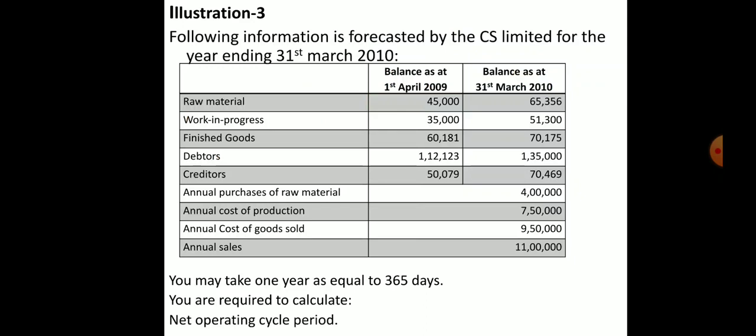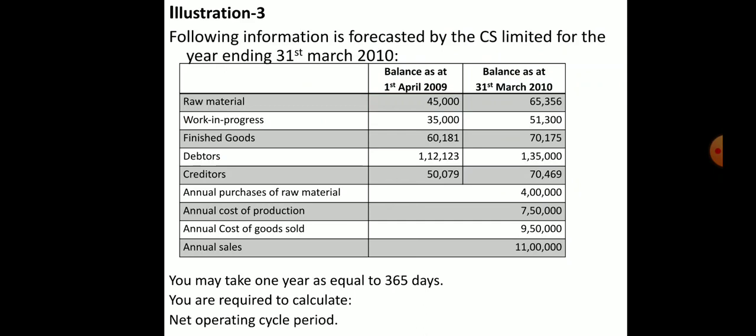So this is illustration 3. From the following information forecasted by CS Limited for the year ending 31st March 2010. They have given the balance at 1st April 2019, the opening balance, and the balance at 31st March 2010, the closing balance. They have given raw material opening and closing, work in progress, finished goods, debtors and creditors. By using the formula, opening balance plus closing balance divided by 2, you can find the value of all.